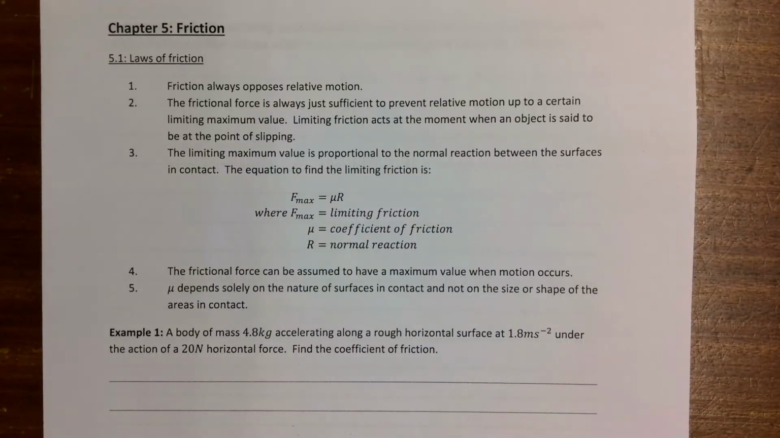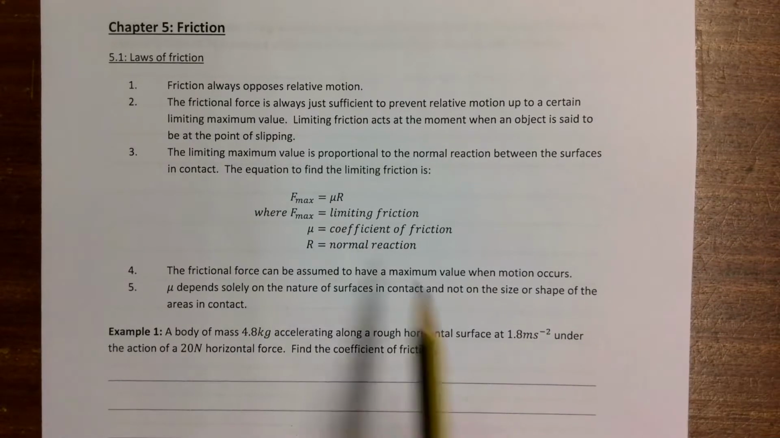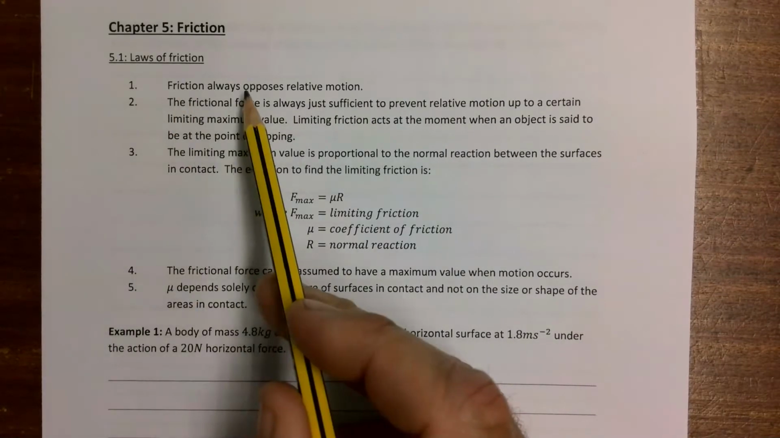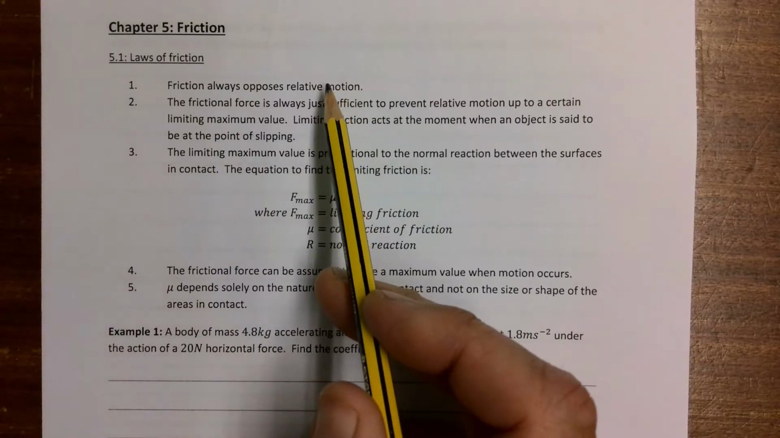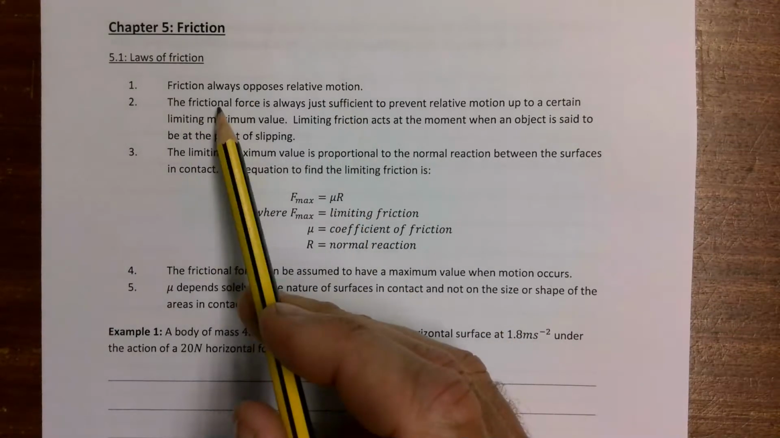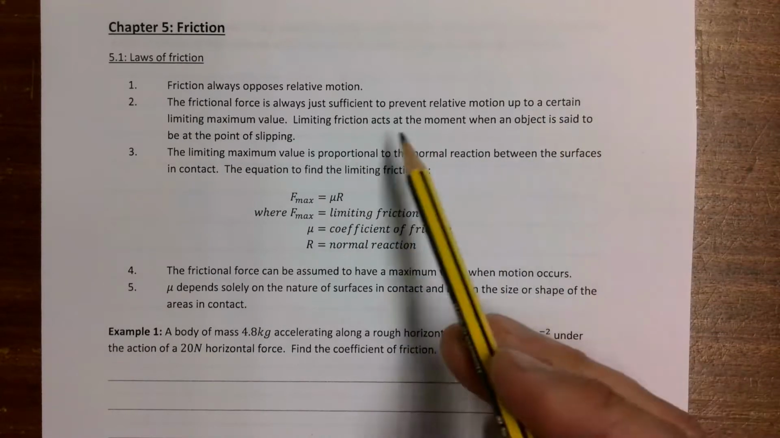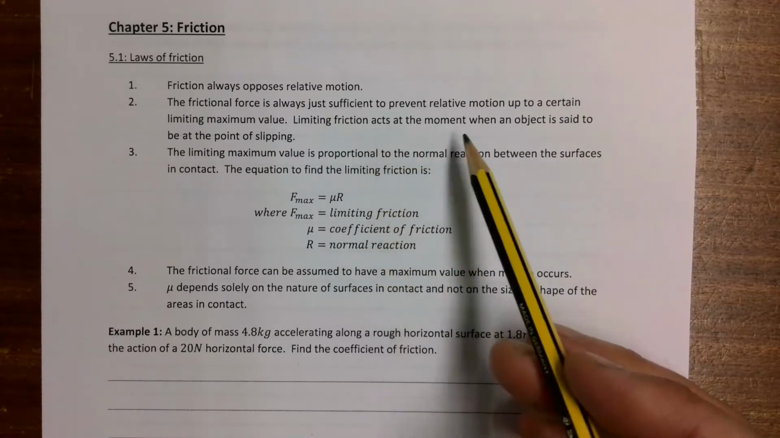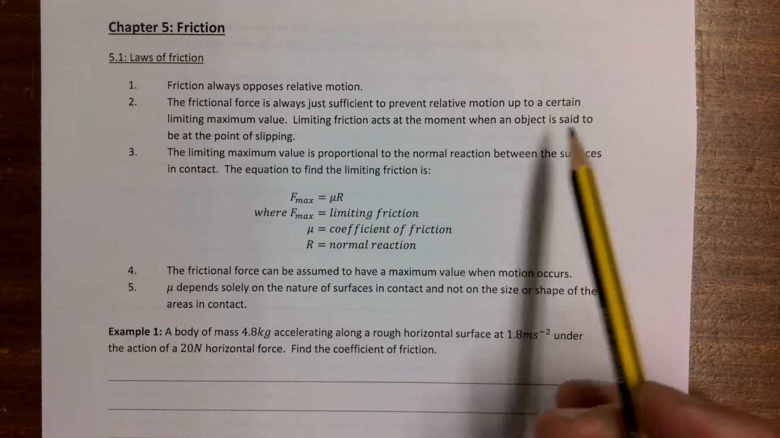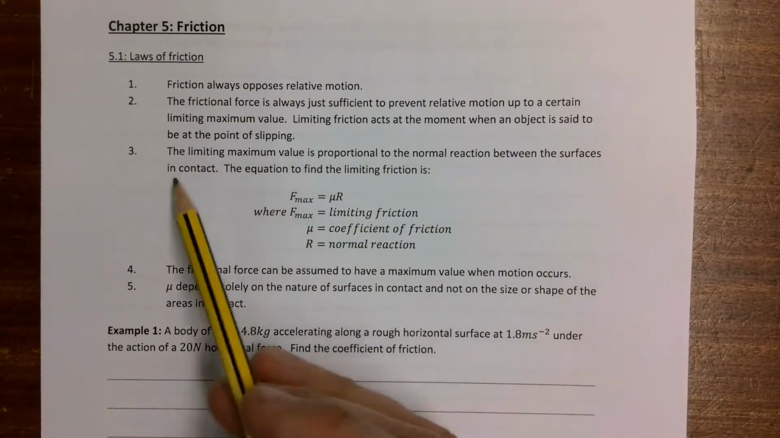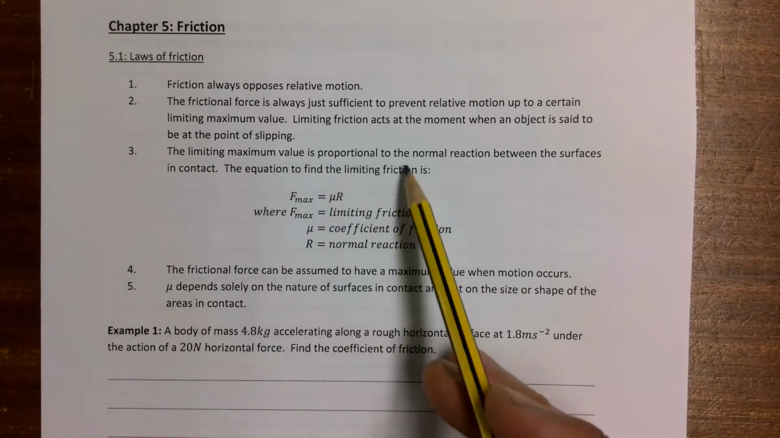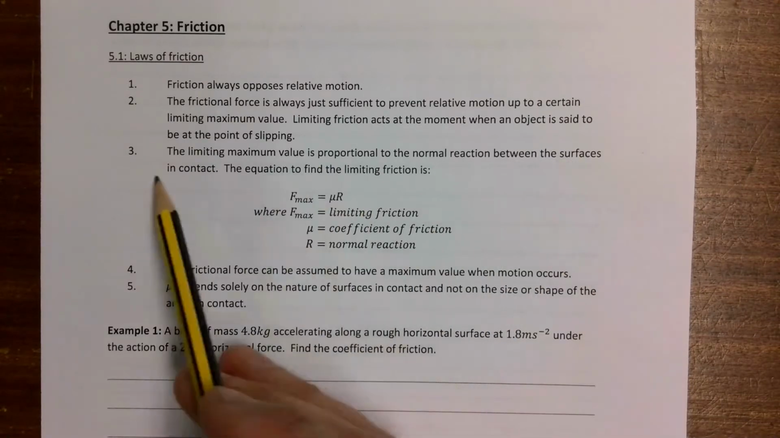Unit 5, friction. First of all, a little look at the laws of friction and what we can expect to encounter. Friction always opposes relative motion. The frictional force is always just sufficient to prevent relative motion up to a certain limiting value. Limiting friction acts at the moment when an object is said to be at the point of slipping. The limiting maximum value is proportional to the normal reaction between the surfaces in contact.